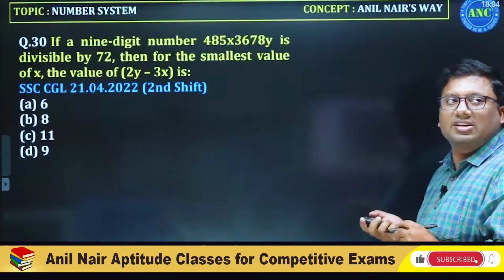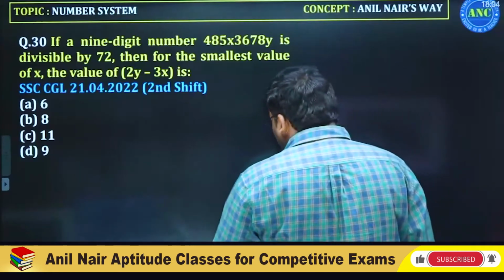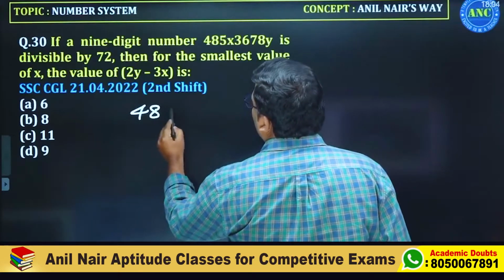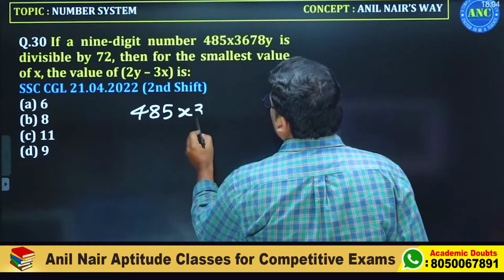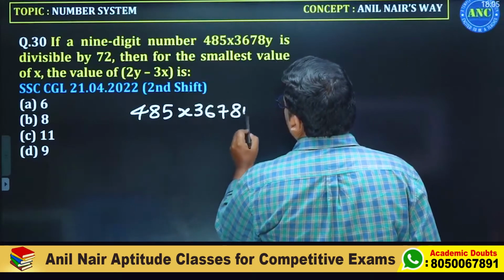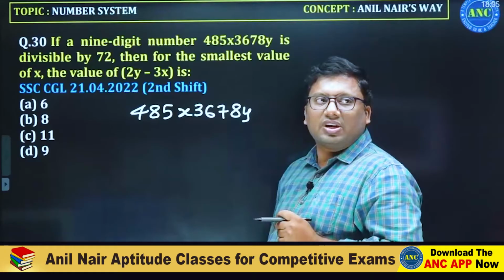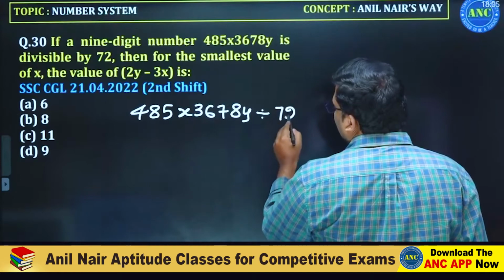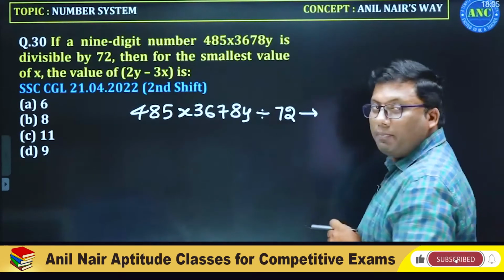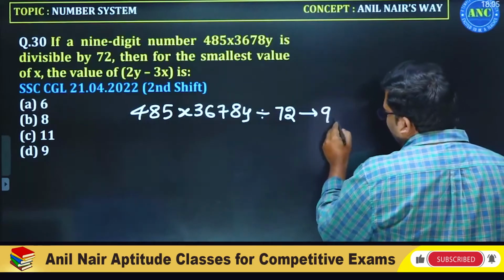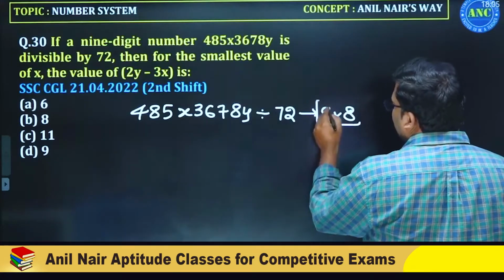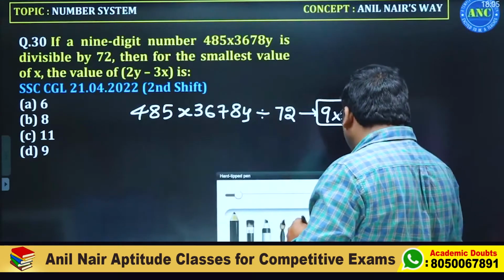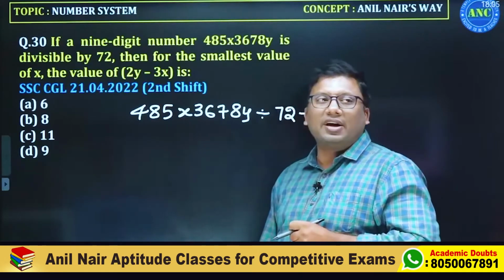I hope the idea is clear. Next question. Read the question. There is a 9-digit number, 485x3678y. This number is divisible by which number? 72. 72 is a composite number. Write it as a product of coprimes. That means we need to check the divisibility rules of 9 and 8.